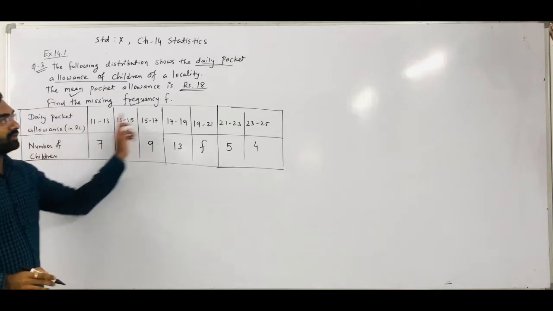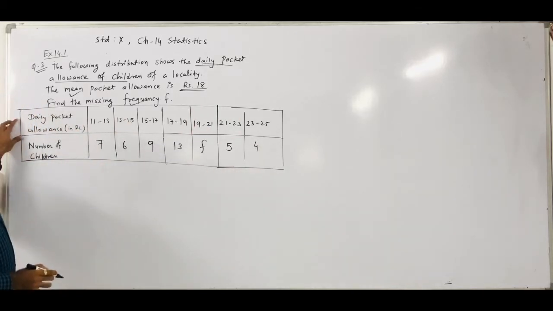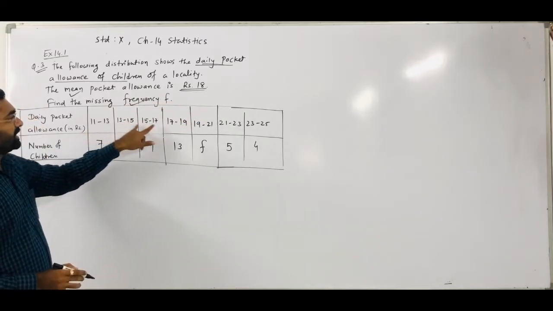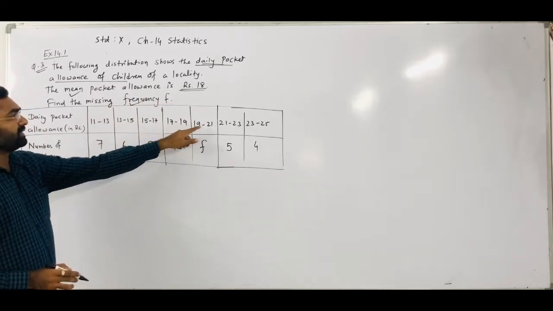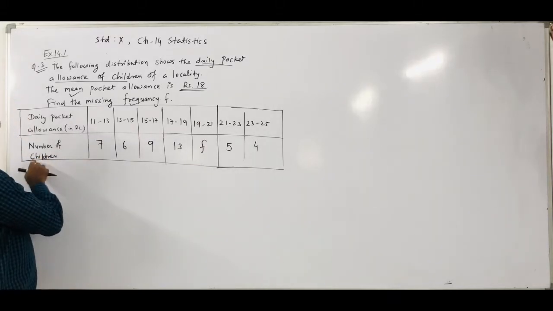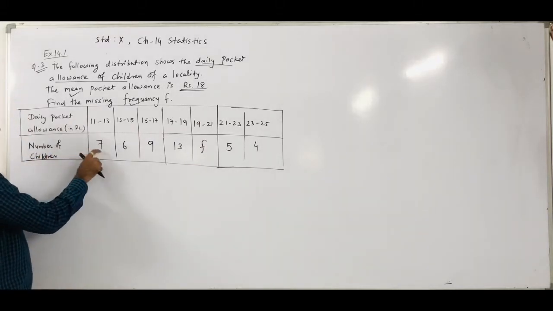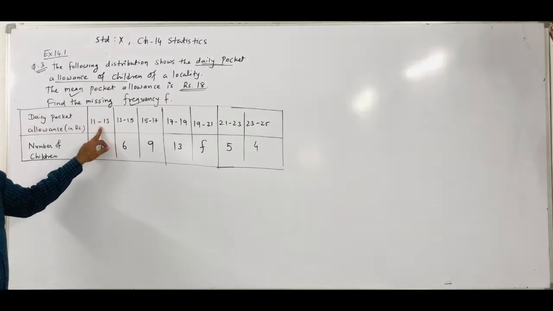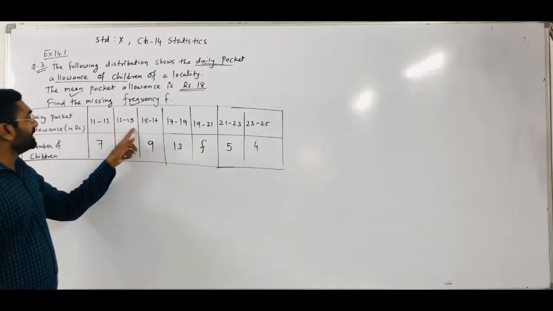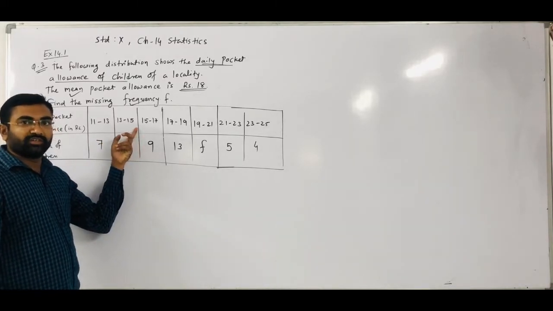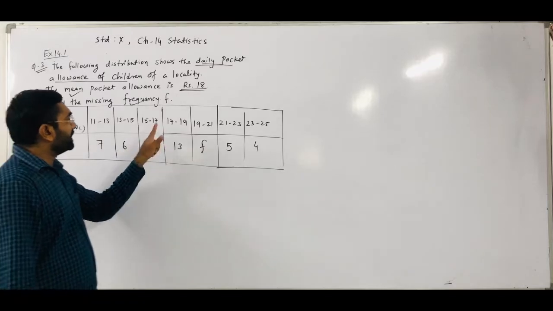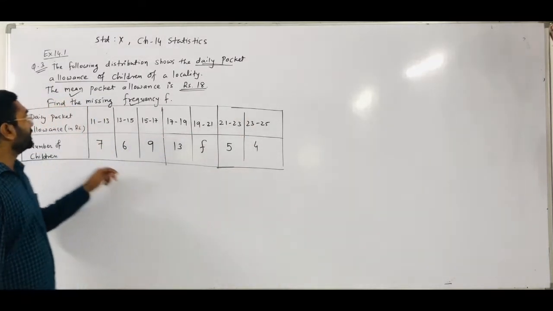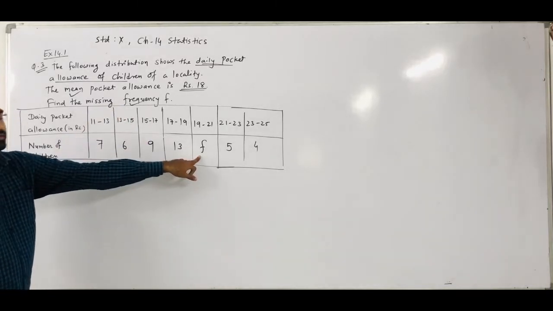Observe the given distribution, in which the daily pocket allowance is given as grouped data, and it is continuous data, right? After observing the classes, we can say it is continuous data. They give the number of children: 7 children whose daily pocket allowance is between 11 and 13, 6 children between 13 and 15 rupees, and 9 children between 15 and 17 rupees. So that is how the data is given, and we have to find the missing frequency, that f value.